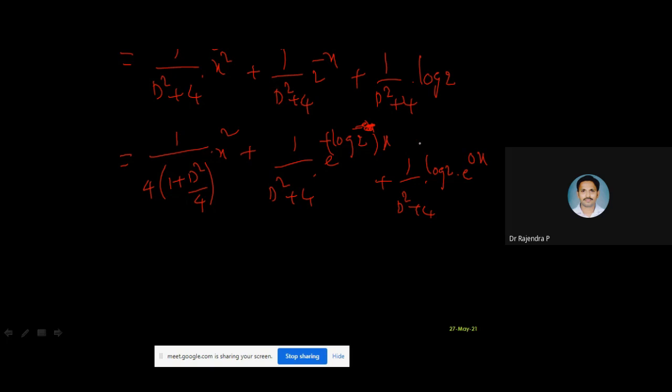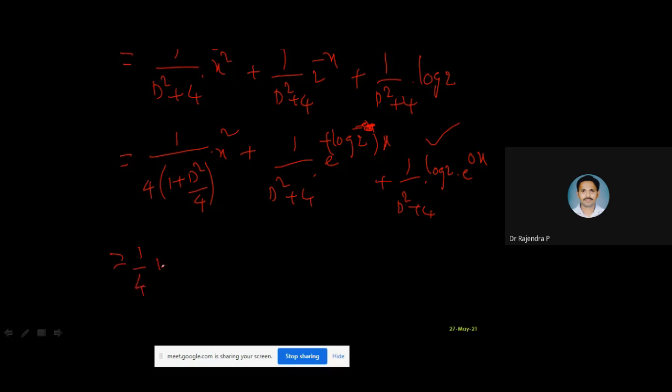I hope you will agree with this logic. Log 2 is a constant, e power 0x, that simply value is 1. 1 into log 2 is again log 2 only. It's not going to change anything. Right. So 1 by 1 we'll check here. This is 1 by 4.